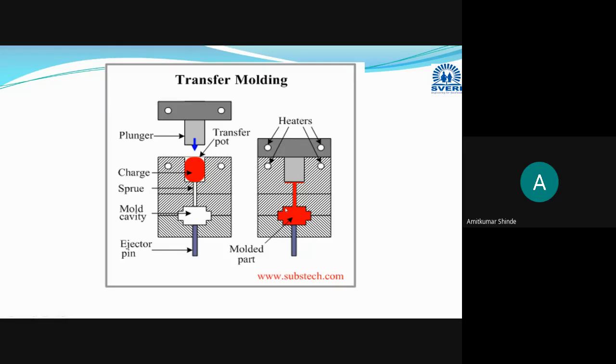Now I will repeat this again. This is the transfer molding process. In short, you can say that it is a combination of compression molding and injection molding. The charge is injected.